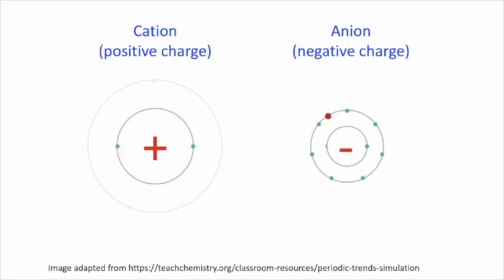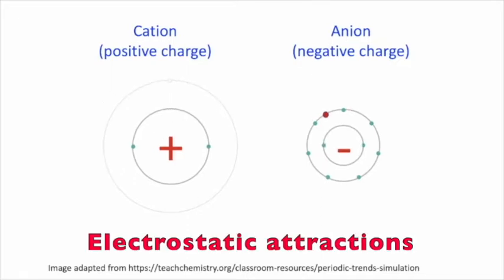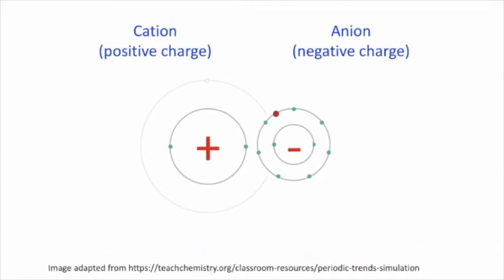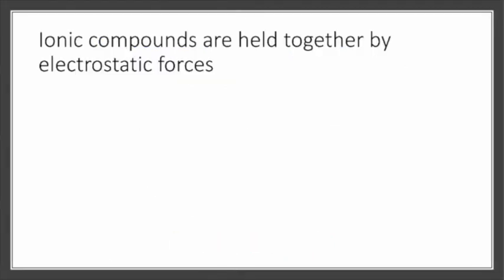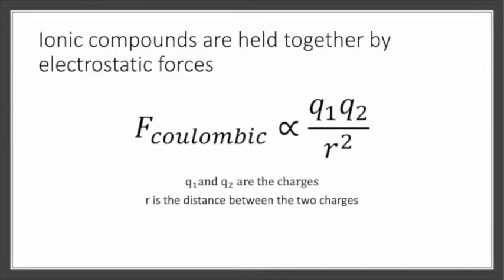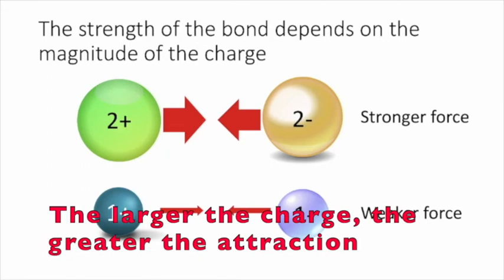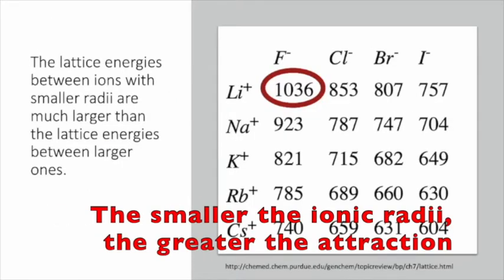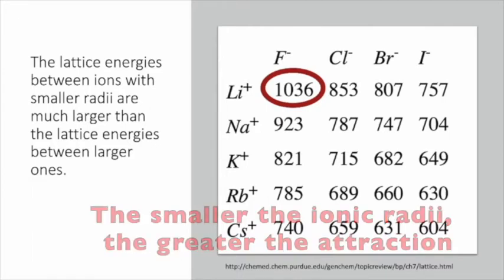Let's start with ionic solids. Just to review, ionic solids are crystalline solids that are composed of metal cations and non-metal anions that are held together by electrostatic attraction. These attractions are also known as ionic bonds. The attractions obey Coulomb's law. The larger the charges on the ions, the greater the attractions. The smaller the ionic radii are, the greater the attraction.